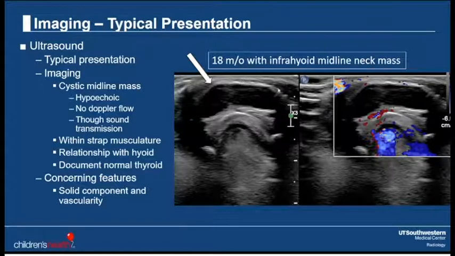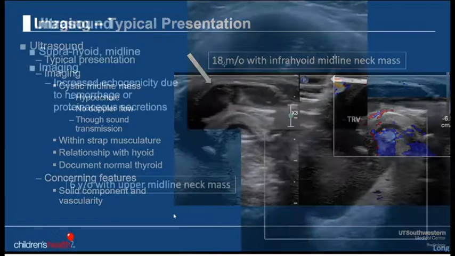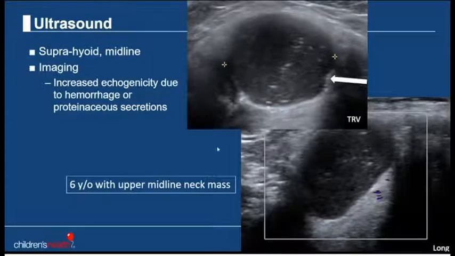Here's an 18-month-old with an infrahyoid midline neck mass. We see a unilocular, hypoechoic mass with through sound transmission and no Doppler flow. This child did not require additional imaging, and this was resected. This is a suprahyoid midline mass, which demonstrates increased echoes within the mass due to hemorrhage or proteinaceous secretions. There is no Doppler flow on the Doppler examination, and again, this child was sent directly to surgery.